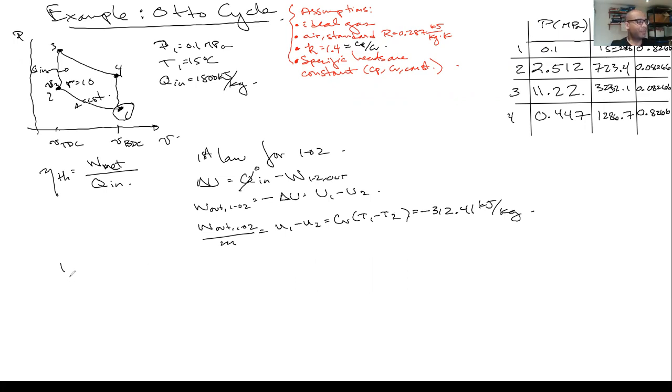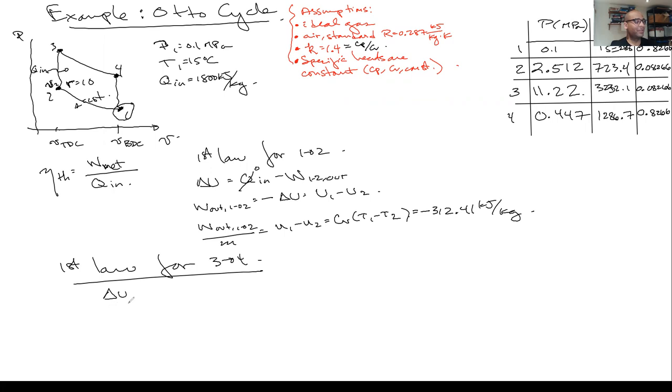We can write the first law for the path from 3 to 4, which is the only other path that actually has work done, right? So 1 to 2 is work in, 2 to 3 is constant volume, so no work. 3 to 4, that's work out. And 4 to 1 is constant volume again, so there's no work.